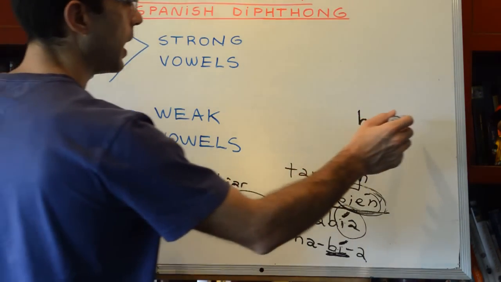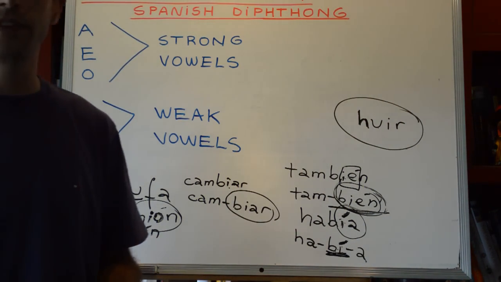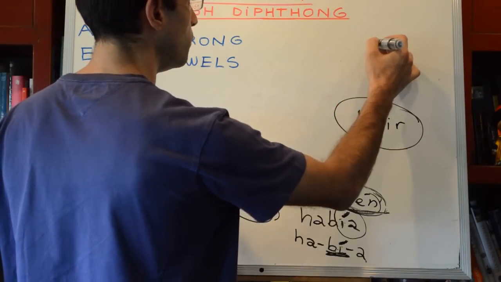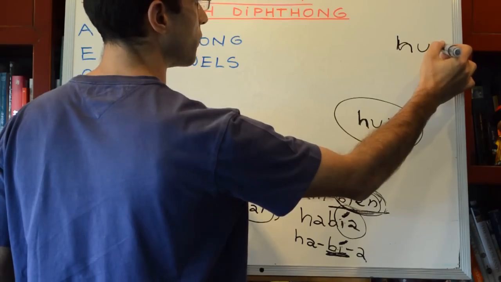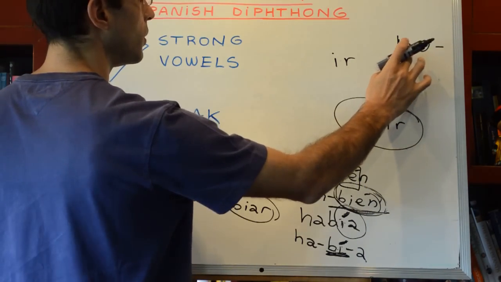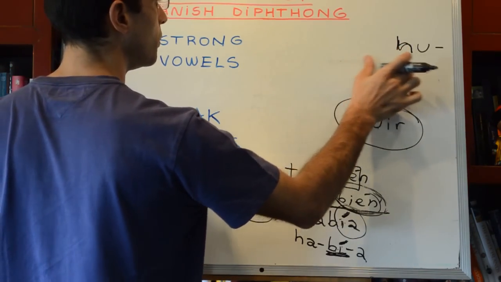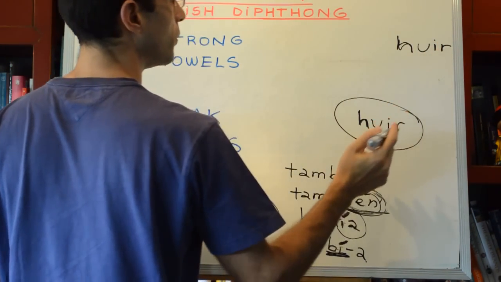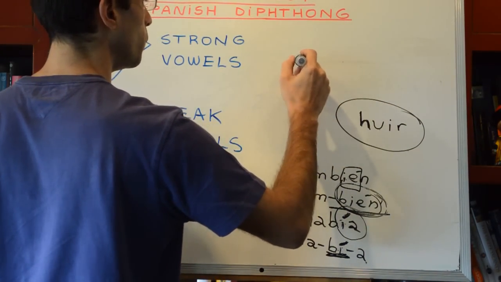So, this is actually not separated in syllables. This is actually a monosyllabic word. Huir is one single syllable. You cannot separate it. If you're writing and you reach the end of the line, you cannot do this and continue writing ir. You cannot, because huir is one single syllable. It's monosyllabic. So you either write it all here, or you write it in the next line.